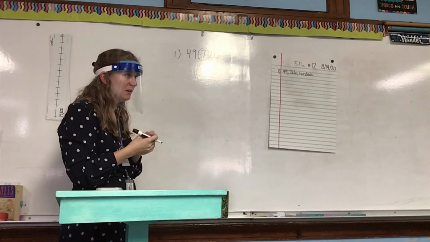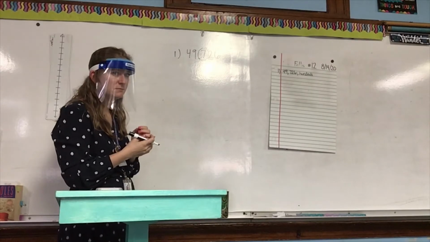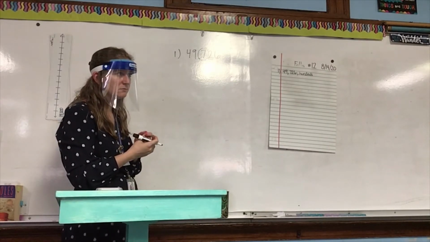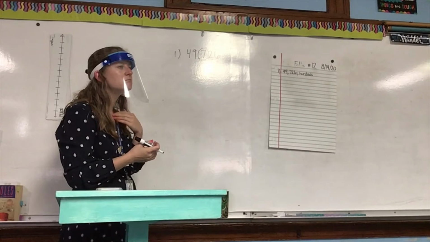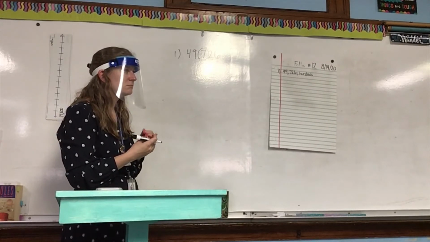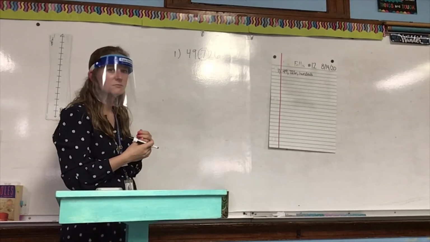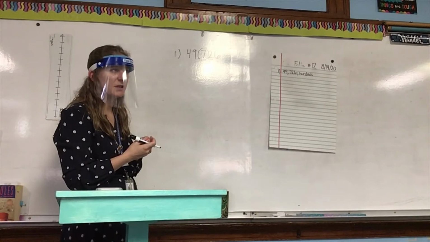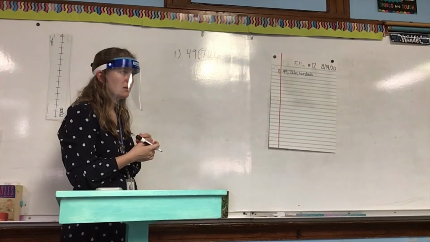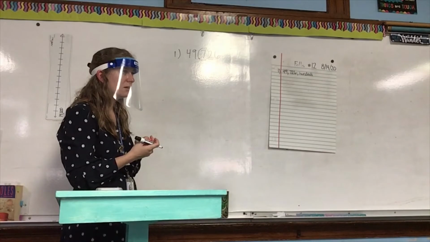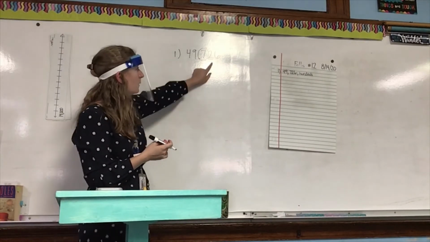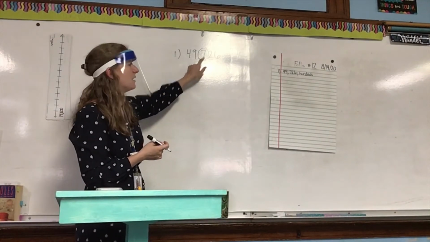Step 3. If the underlined digit is 4 or less, do not change the circled digit. If the underlined digit is 5 or greater, add 1 to the circled digit. Okay, we have a 2 underlined. So what does that mean about our circled digit?